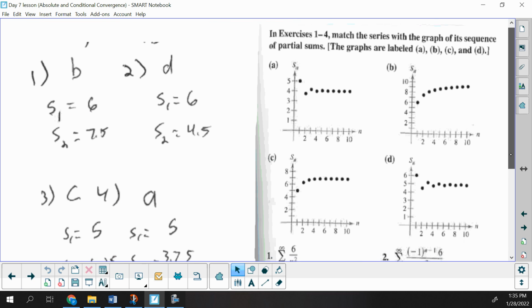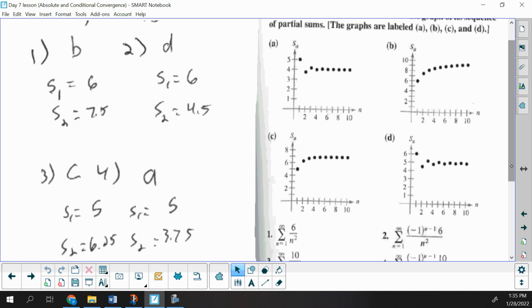So there's your matching ones. You could sub the bottom number in for n to get where the first term should be, the second number in for n to see what the second term is, and that should narrow it down enough to figure them out. The alternating ones should have been A and D, because they're bouncing back and forth, so that helped you narrow it down as well.